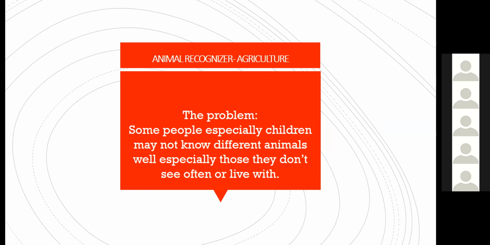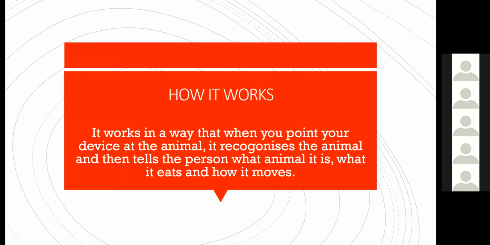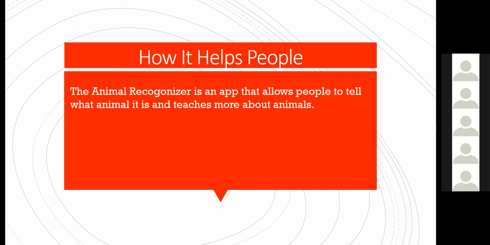The problem: some people, especially children, may not know different animals well, especially those they don't see often or live with. How it works: when you point your device at the animal, it recognizes the animal and then tells the person what animal it is, what it eats, and how it moves.